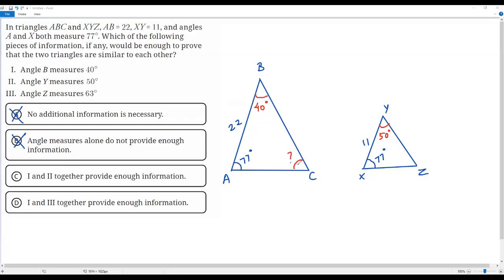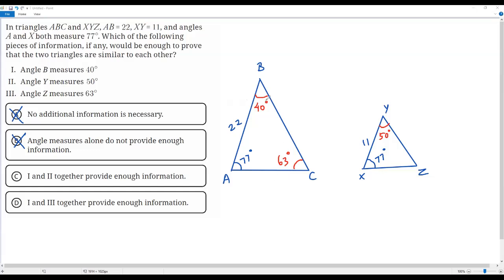So to know the angle measure over here at the vertex C, I can add these two angle measures and subtract from 180. Okay, let me do it. When I add 77 and 40, I'm getting 117. When I subtract 117 from 180, I'm getting 63. So the measure of the angle C over here is 63 degrees.